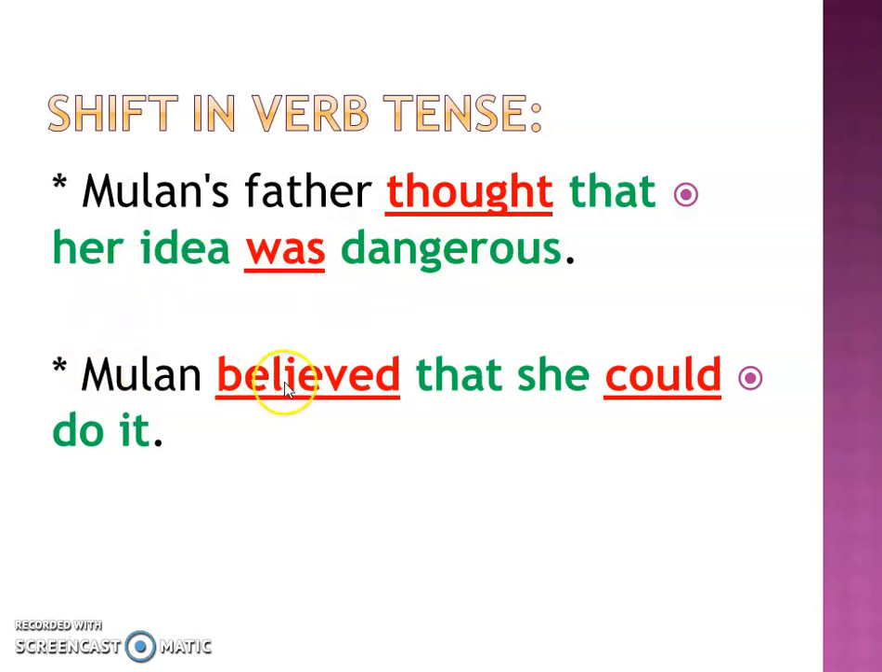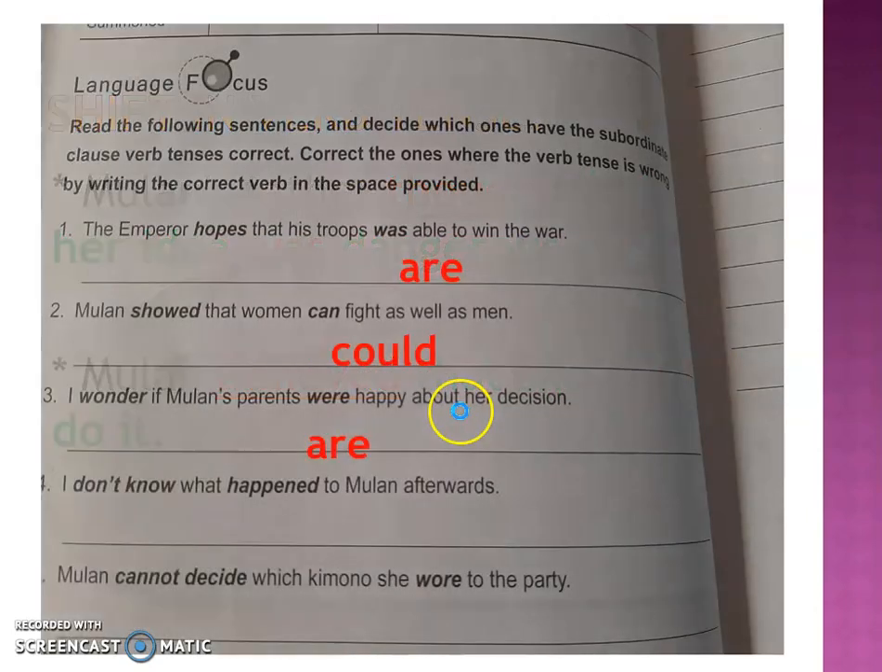The second one, Mulan believed. Believed is a past tense verb. Okay? Now your subordinate clause has could. Okay? Two of them are in the past because the first one is in the past. Okay? So the first verb or your main clause verb determines the tense of the verb in your subordinate clause. Now we move to the workbook. Okay? They are telling you to read the following sentences and decide which ones have the subordinate clause verb tenses correct. You have to read the sentences and to look at the verb in the subordinate clause.